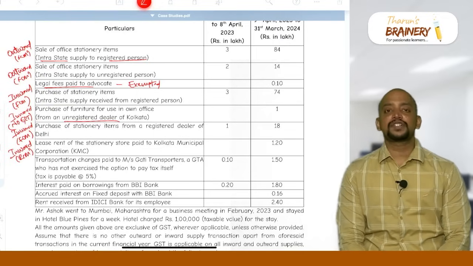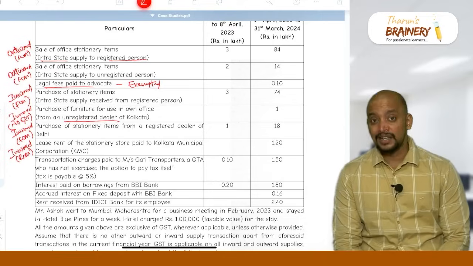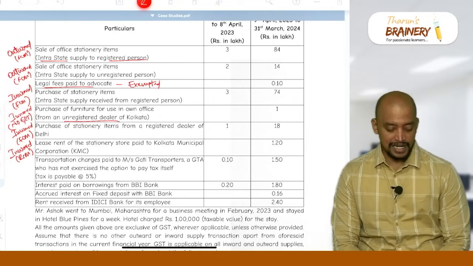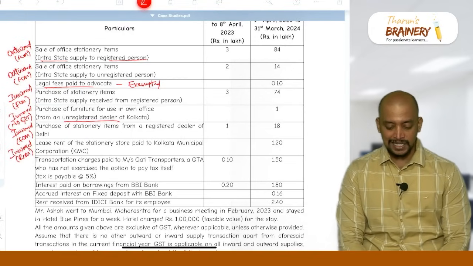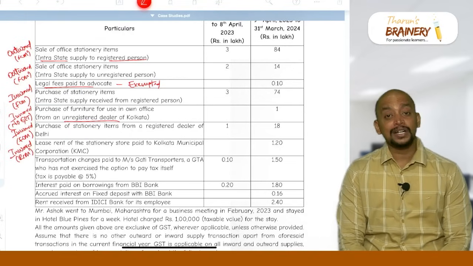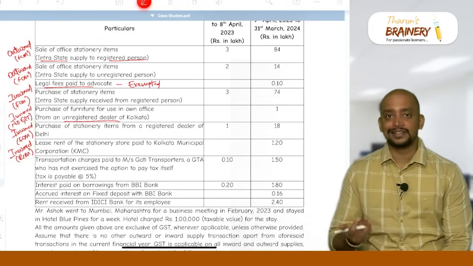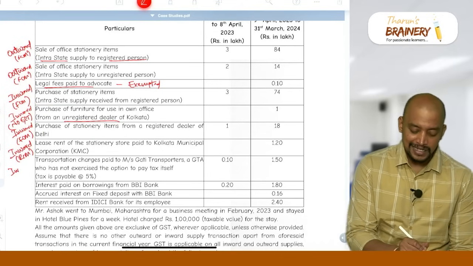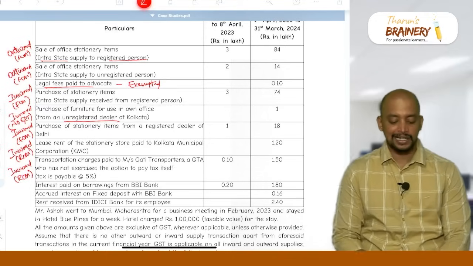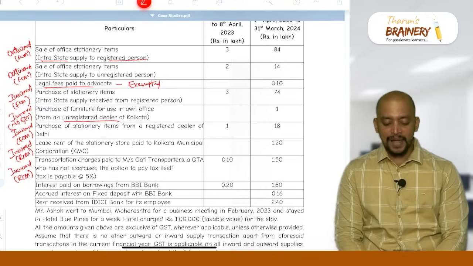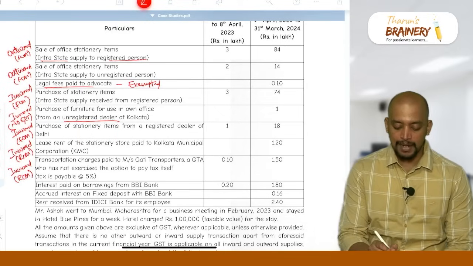Transportation charges, because services provided by government to a business entity, so a registered business entity will come under RCM. Transportation charges paid to Gati Transporters, a GTA who has not exercised the option to pay tax itself. Means again GTA service they have not exercised the option to pay GST under FCM, means it will come under RCM. Interest paid on borrowings from BBI bank exempted.